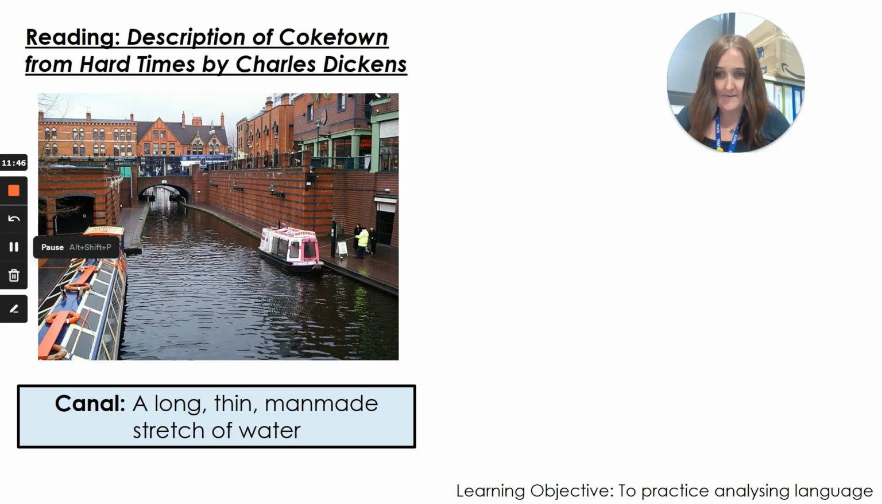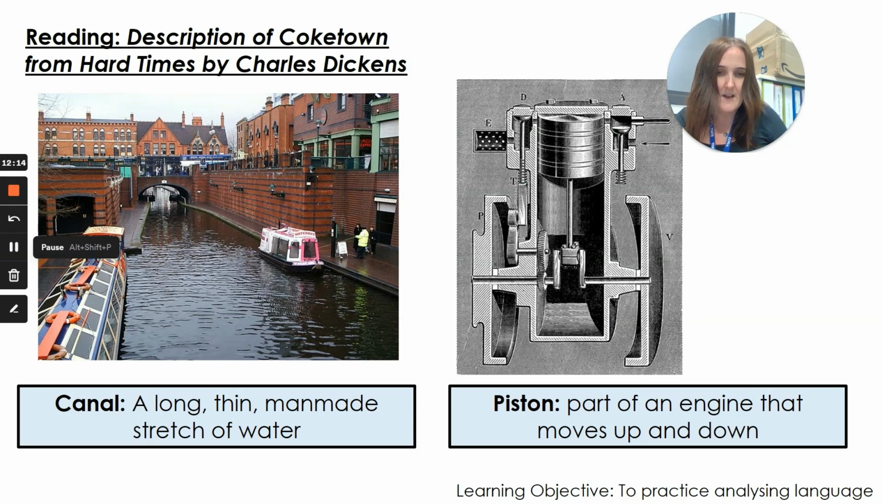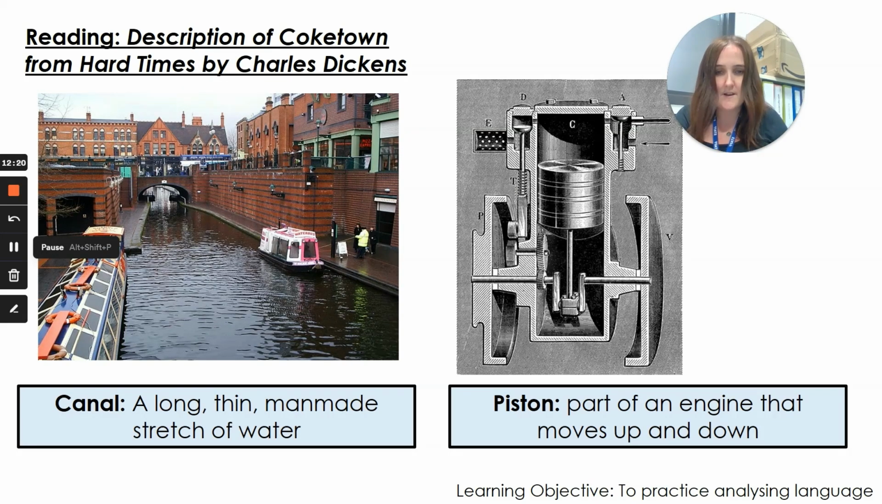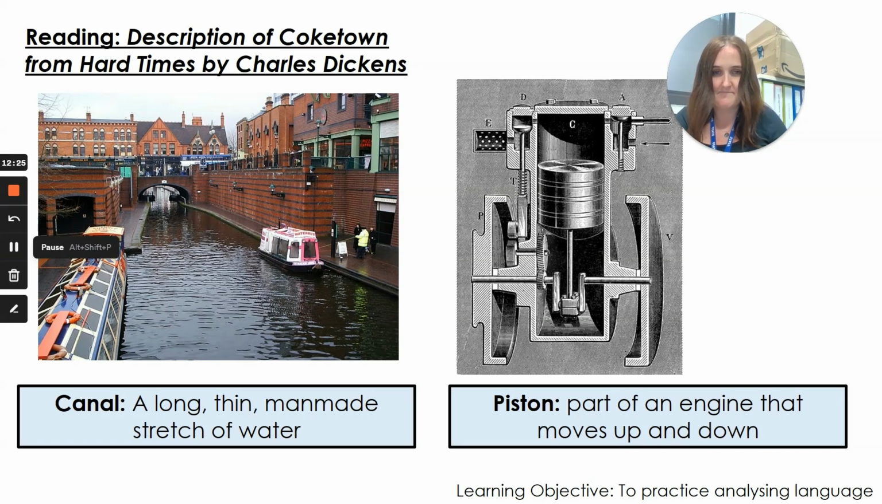The other thing I'm going to fill you in on before we read is two words that are going to come up. The first one is a canal. This is a picture of a canal in Birmingham. It's a long, thin, man-made stretch of water, so it's not a natural stretch of water. It's made to transport, normally in the Industrial Revolution, goods to the factories and away from them. The second one is a piston. A piston is part of an engine that moves up and down. You can see the piston in the image. It continuously moves up and down to help power the engine.